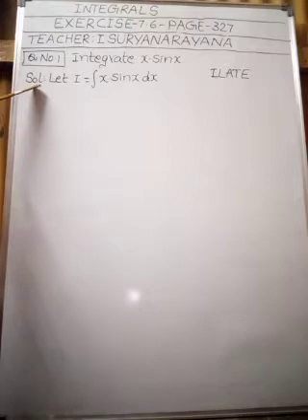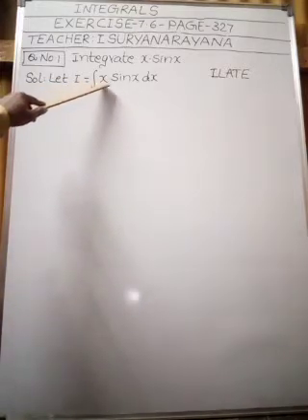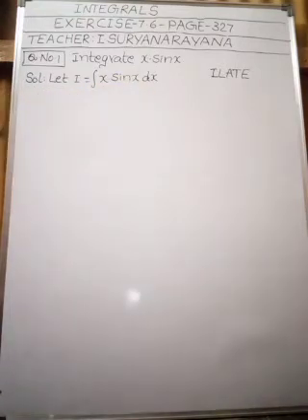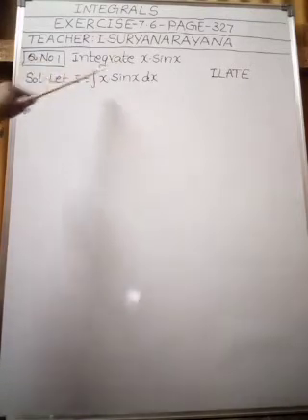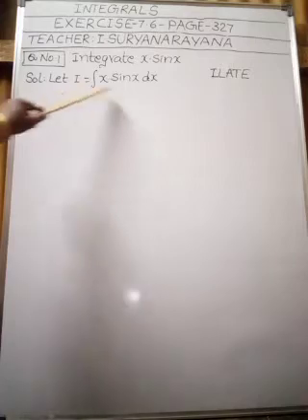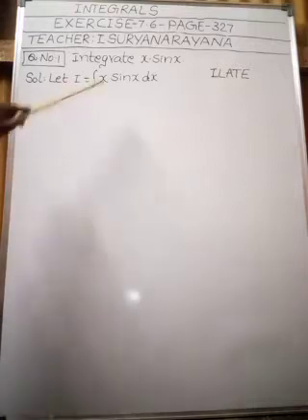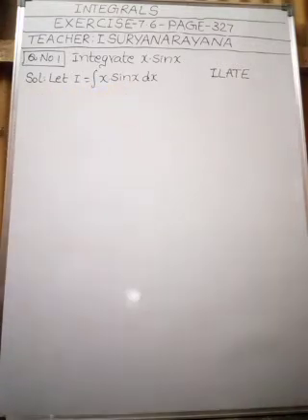Now come to the solution part. Let us assume that capital letter I is equal to integral x into sin x dx. As we followed for the previous questions, here also the first step is assuming that the given function is capital letter I. Understood this first step? So here we are using integration by parts. When you are using integration by parts, first of all you have to identify in this product of two functions which type of functions these are.